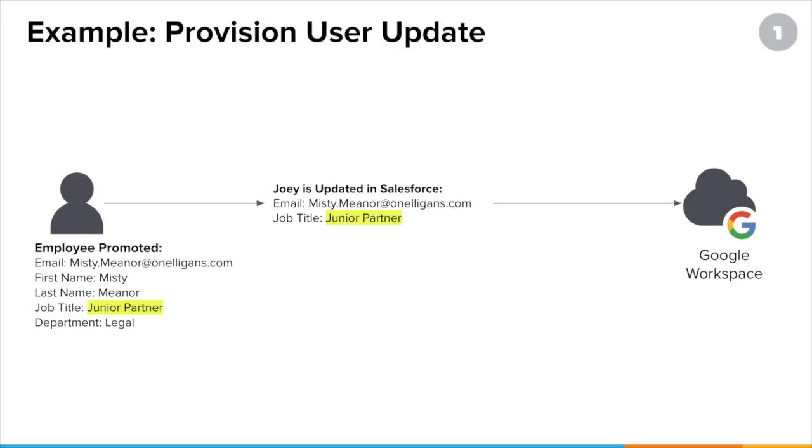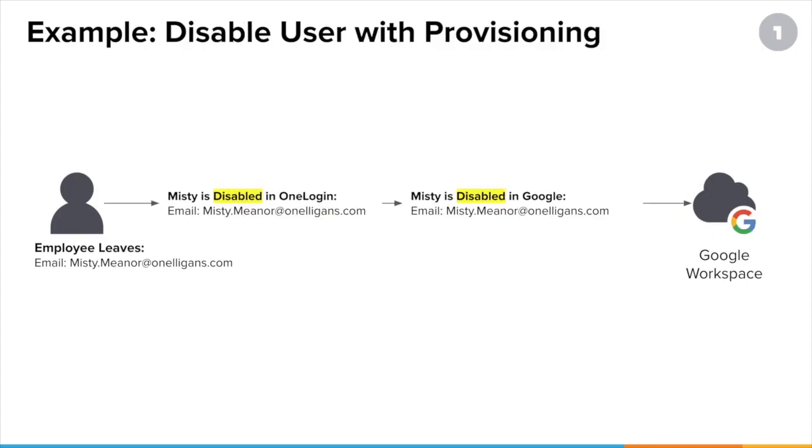If, say, Misty's attributes changed, perhaps she's promoted to junior partner, those updates would then automatically be sent through to Google Workspace. And if Misty leaves the firm, she will be disabled within OneLogin, and because provisioning is enabled, she can also be disabled within Google Workspace.